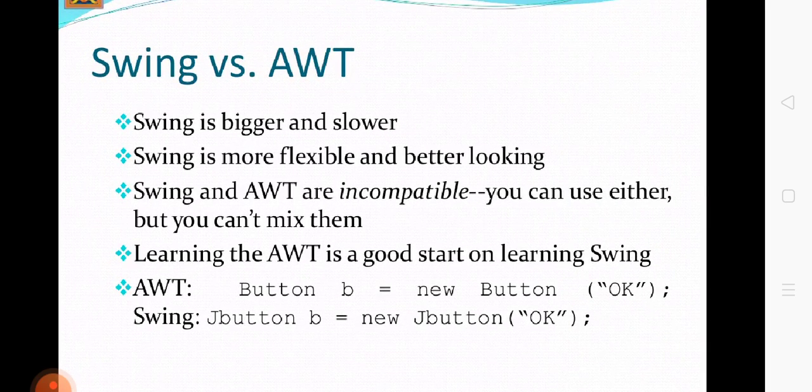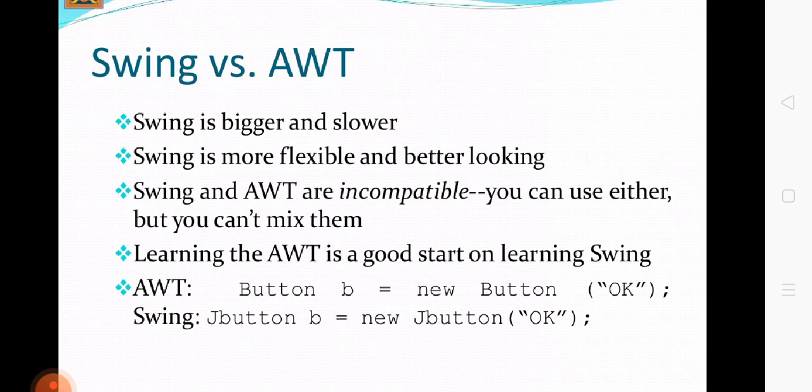Now we are going to compare Swing with AWT. We can say that Swing is bigger and slower. Actually, Swing has many more controls, so it is bigger than AWT. The controls of AWT are limited as compared to Swing. So in this respect, Swing is bigger and slower. Swing is more flexible and better looking.